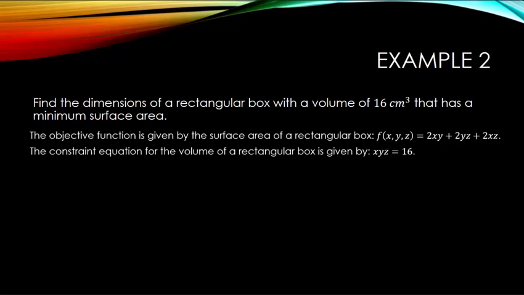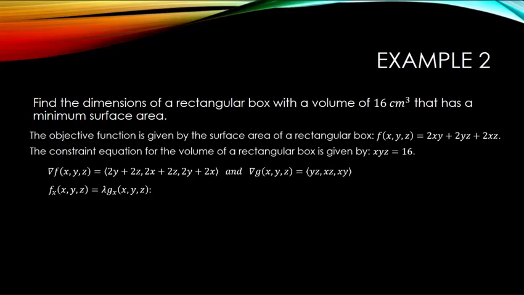The gradient of f of x, y, z is a vector with components 2y plus 2z, 2x plus 2z, and 2y plus 2x. The gradient of g of x, y, z is a vector with components yz, xz, and xy. f_x at x, y, z is equal to lambda times g_x of x, y, z.